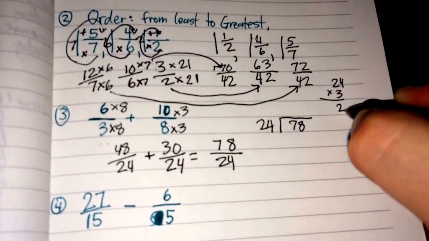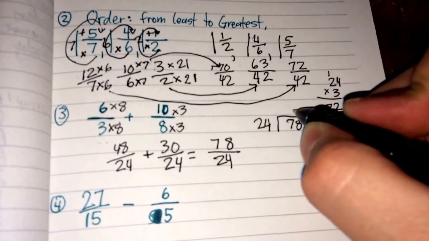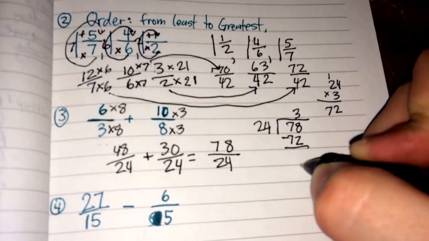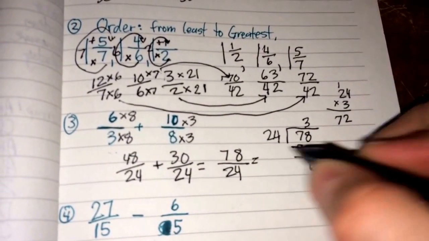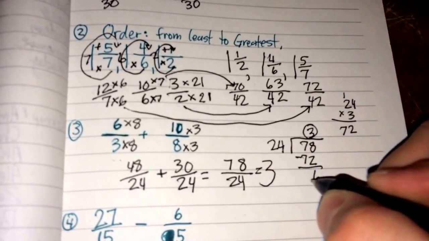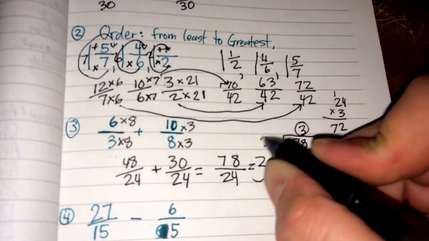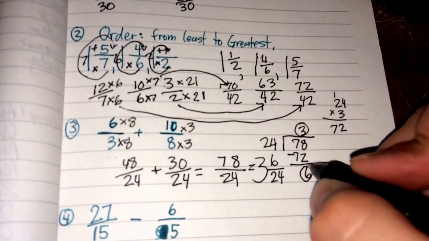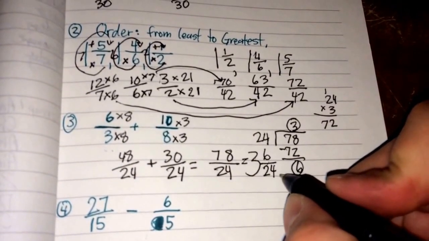3 times 4 gets me 12. Put your 2 down, carry your 1. 3 times 2 is 6, and 7, gets me 72, so it works. 3 times 24. 78 minus 72 leaves me with 6. 24 can't go into 6, so I'm left with my remainder now. So always remember that your answer becomes your whole number. Your remainder becomes your numerator. And your dividend becomes your denominator. I think I just said my answer becomes my denominator, and I meant to say numerator.